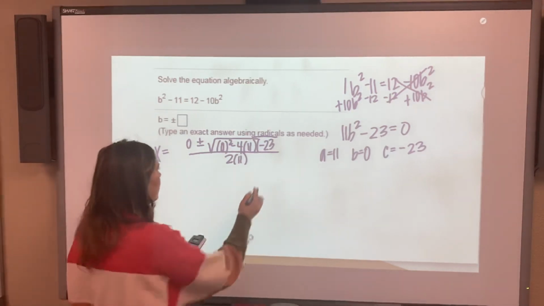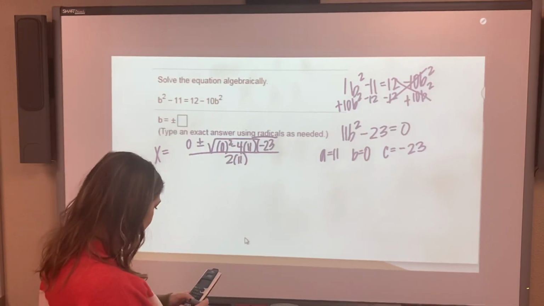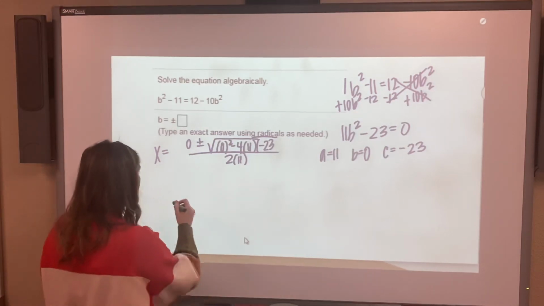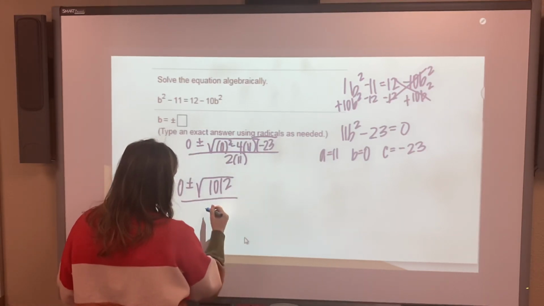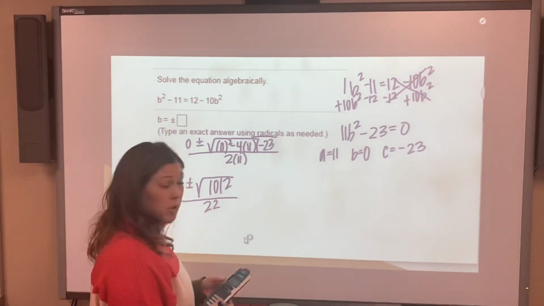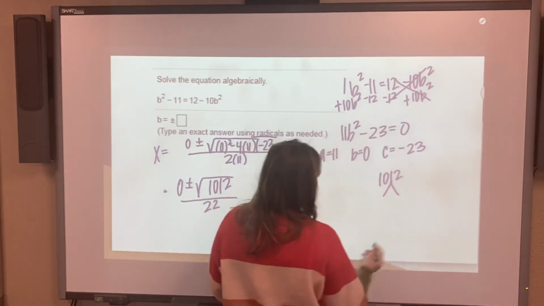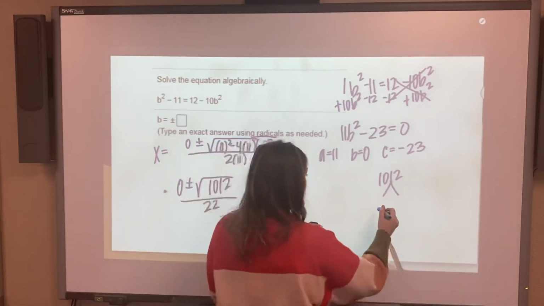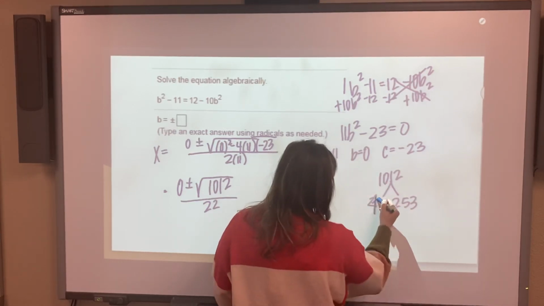Okay, so I'm going to type this right here into my calculator. 0 squared is just 0, so I'm just going to type negative 4 times 11 times negative 23, and we get 1012. So 0 plus or minus the square root of 1012 over 2 times 11 is 22. Okay, so the square root of 1012 is not a perfect square. I know 2 goes into that. I'm going to see if 4 goes into it. Okay, and it does, there's 4 and then 253 times. And that's actually as much as it goes.